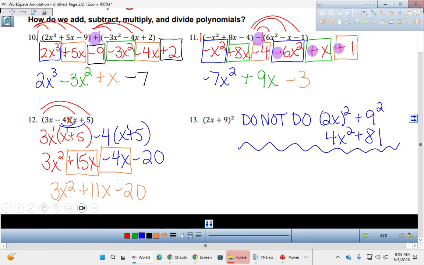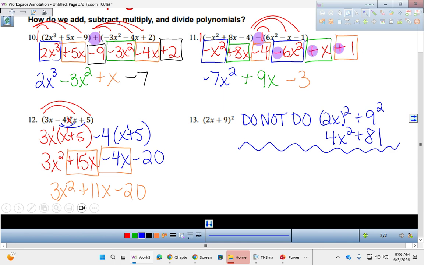This is a trap. You are going to choose this. Every year we analyze the data, and this multiple choice question is the most incorrect one every year, because kids think that they can just take that 2 and distribute it in. That's not the way it works.